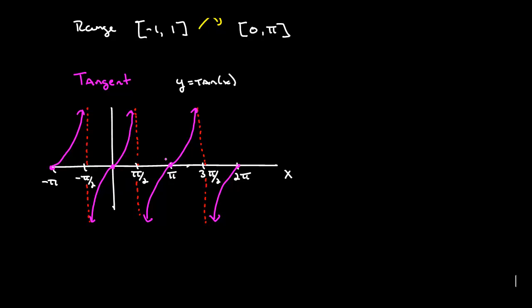Notice that it repeats itself. To repeat this guy, we had to go every pi. So the period of tangent is pi, and we've discussed that. Now, what about the inverse? Well, notice that the entire tangent function, since it repeats itself, doesn't pass the horizontal line test. Look, we fail here, here, and here. So we need to pick a restriction.